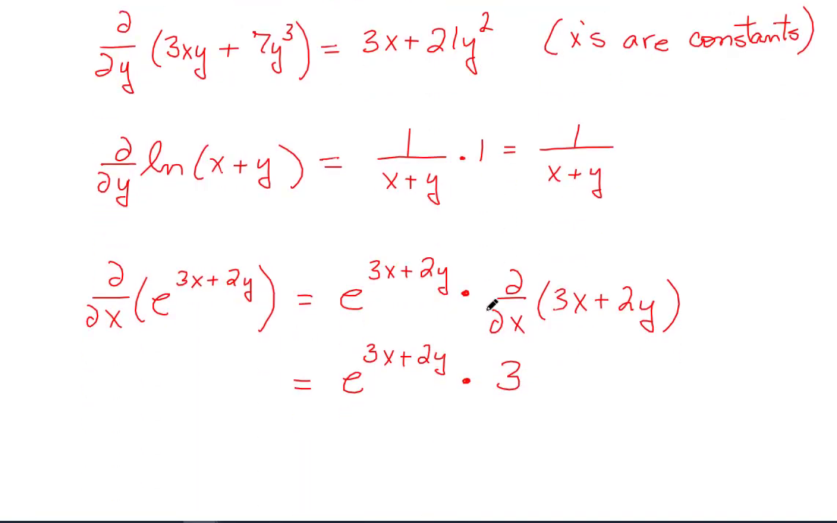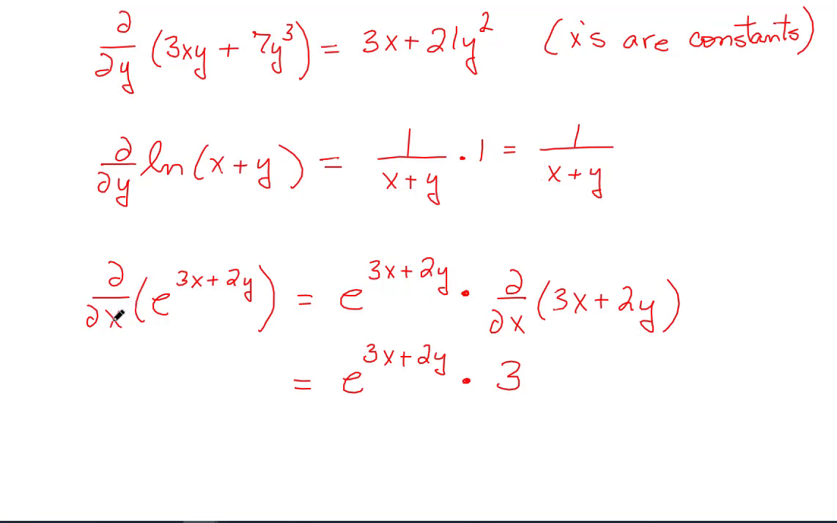What about the partial derivative with respect to y of the ln of x plus y? Well, the chain rule still applies, and so the derivative of the ln of a function is 1 over that function times the derivative of the inside part. Well, if I'm differentiating with respect to y, then x is a constant, and that's 0. And the derivative with respect to y of y is just 1.